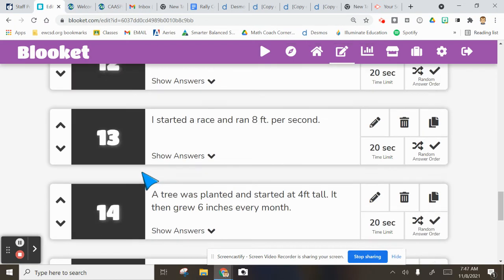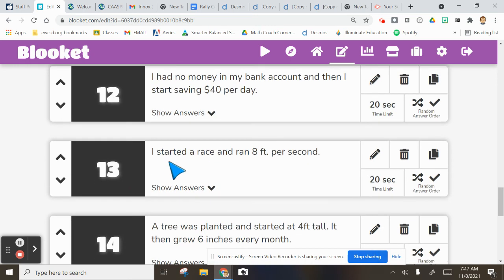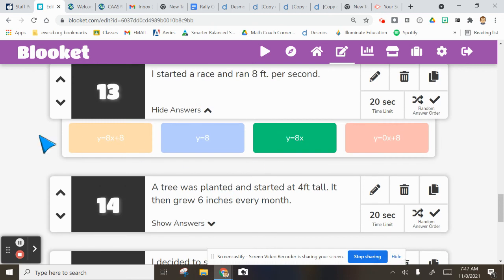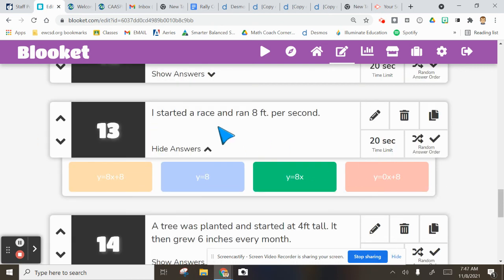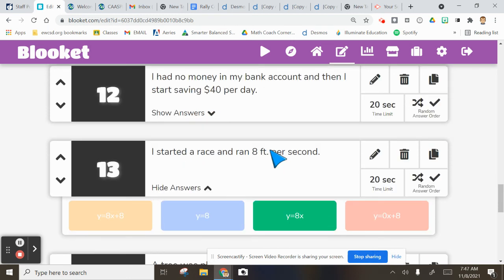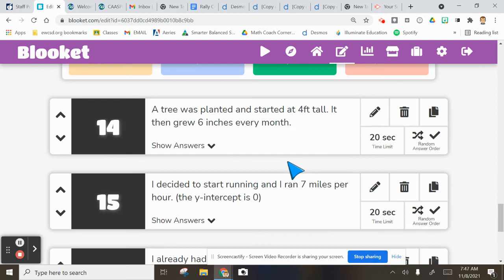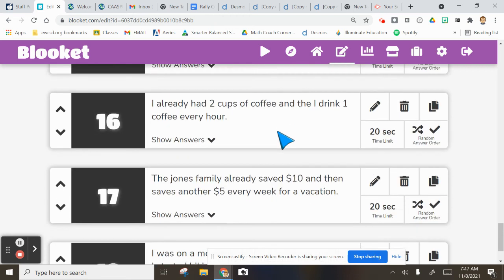Let's go down to the bottom ones. Hear about this one. I started a race and ran 8 feet per second. There's no starting point where you had a head start in the race, so your y-intercept is 0, but you had 8 feet per second. That's super important. All right, let's keep it going. A tree was planted and started at 4 feet tall. It then grew 6 inches every month. All right, that's good.